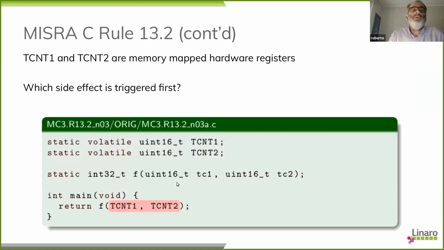So here we see an example. It's very simple. We have two volatile variables, and reading from a volatile is a side effect. Given that in function calls the order of evaluation of actual parameters is unspecified, in this code we don't know whether the side effect connected to reading TCNT1 will happen before or after the side effect caused by reading TCNT2.